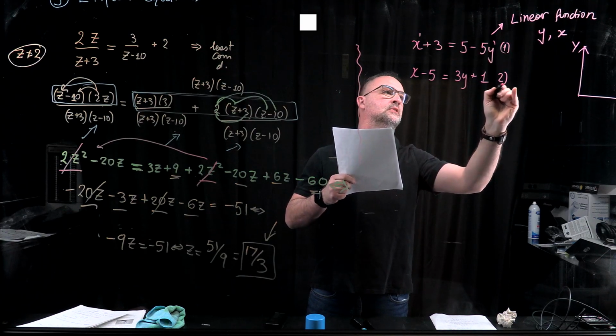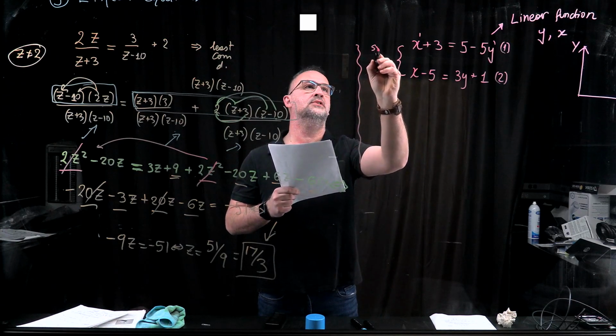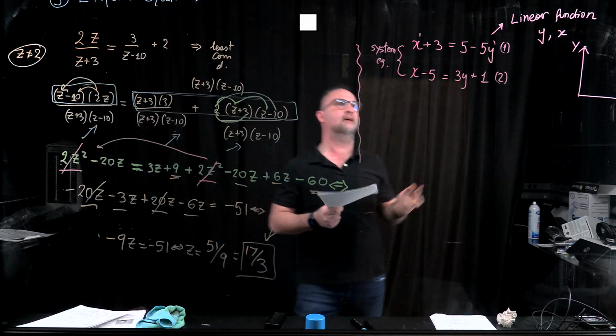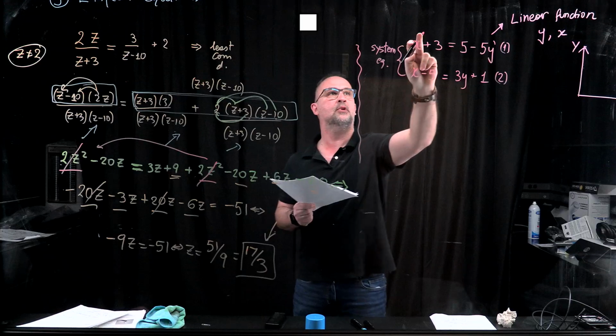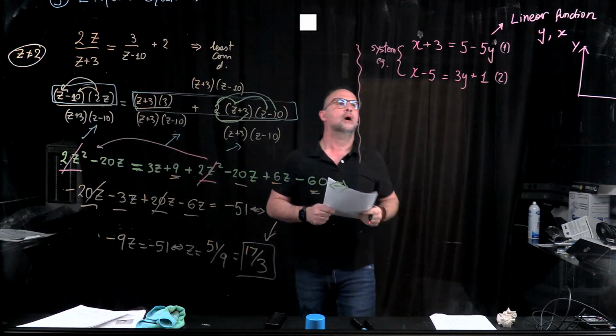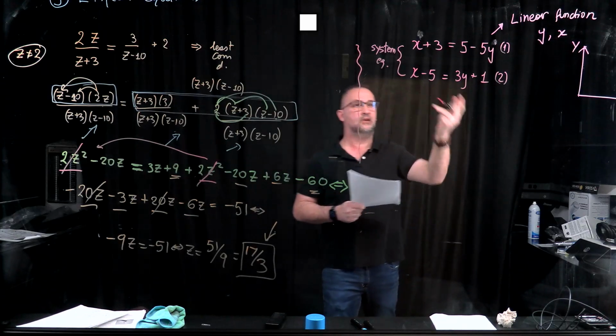So we call this a system of equations. This is my first equation. This is my second equation. We call this a system of equations. Essentially, we have two equations and two unknowns. This is not prime, this is 1, not to be confused. So we got two equations, two unknowns, x and y.